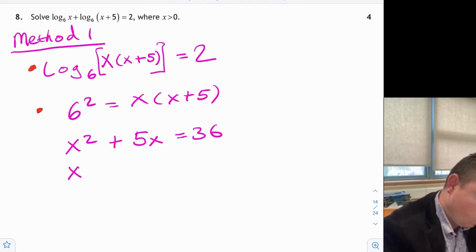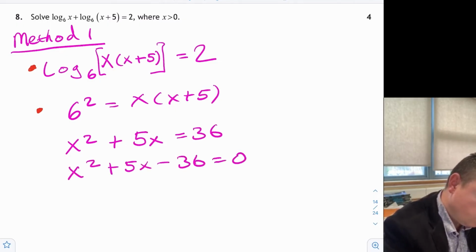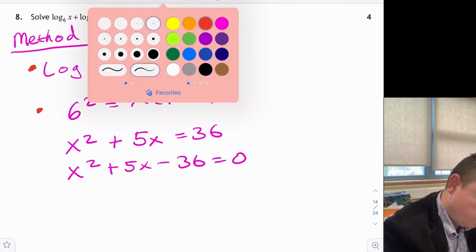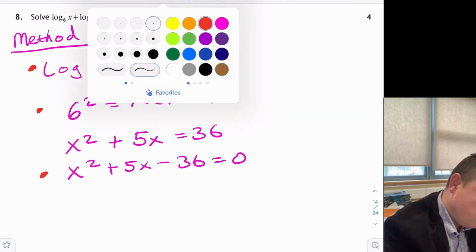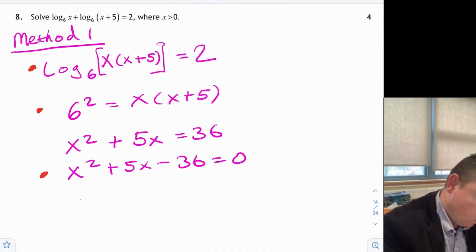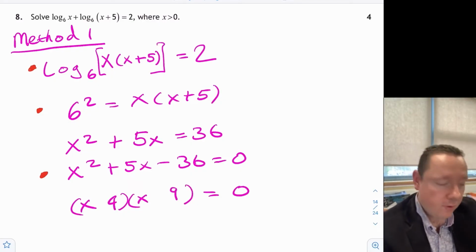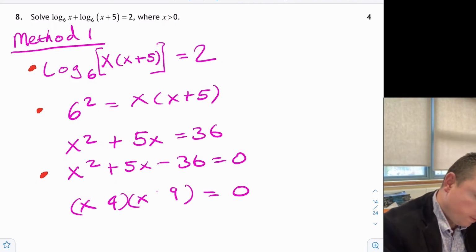So tidying that up, x squared plus 5x minus 36 equals 0. There's our third mark there for putting it in the proper quadratic form. And then our fourth mark, try to solve that. Double brackets, x and x. 9 and 4 times together to make 36, but take away make 5. So we've got plus 9 minus 4. So x equals 4 or x equals minus 9.